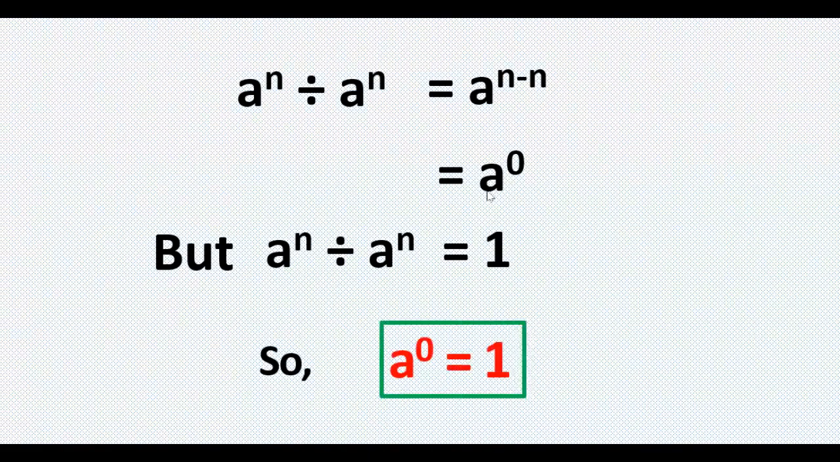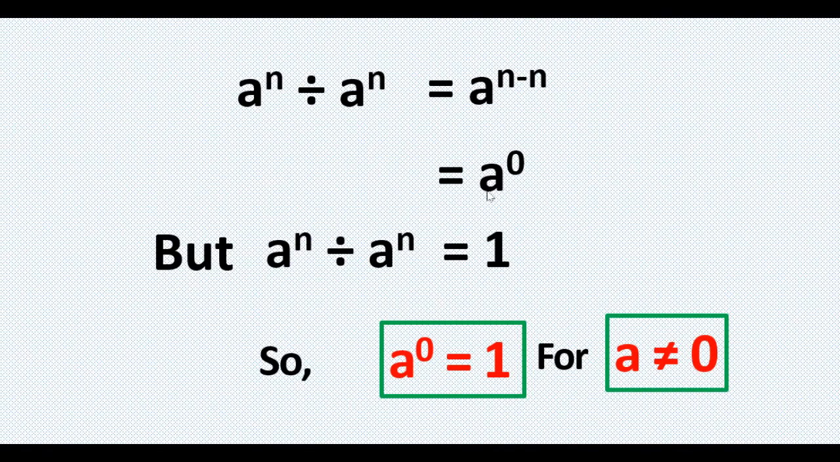So a power 0 equals 1, but we have to give a condition that must be fulfilled for this to be true. And this condition is that a must not be 0. This law is commonly known as the zero index, which states that any non-zero number raised to power 0 is 1.